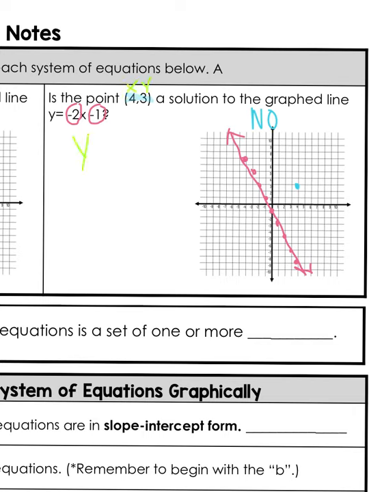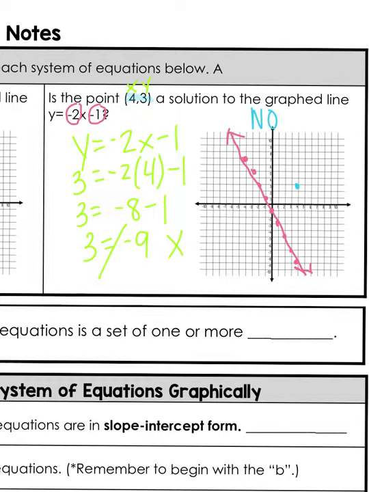So I have y equals negative 2x minus 1. 4 is going in place of x, and we should get an answer of 3 because that's in place of y. So if I do negative 2 times 4, that's negative 8, minus 1. And negative 8 minus 1 is negative 9. So this is not a true statement. It is not a solution.